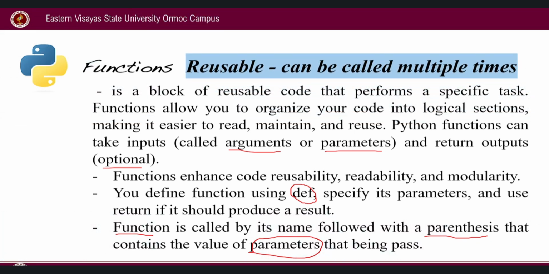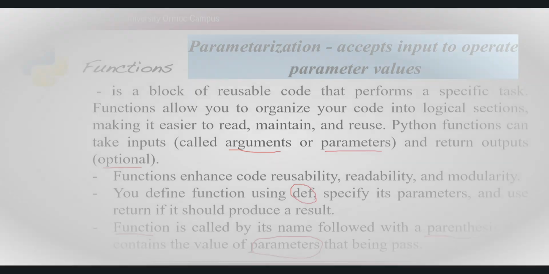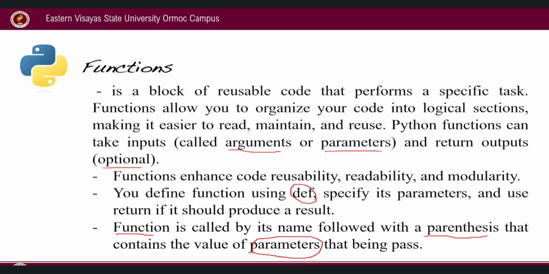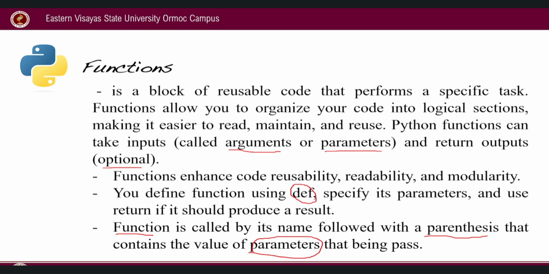reusable, once defined, functions can be called multiple times throughout the code, while parameterization, functions can accept inputs to operate on different values. And last, you have the optional return. Functions can optionally return a result after the execution.